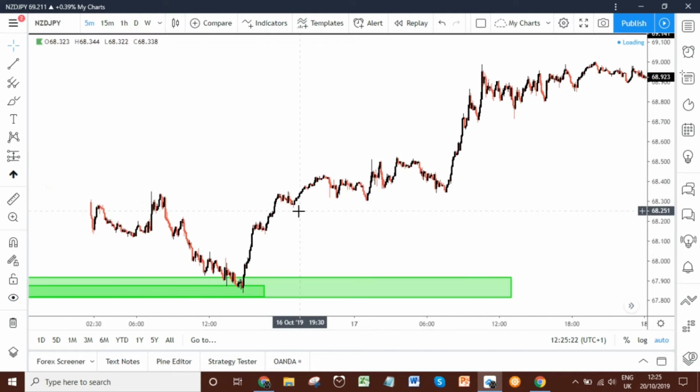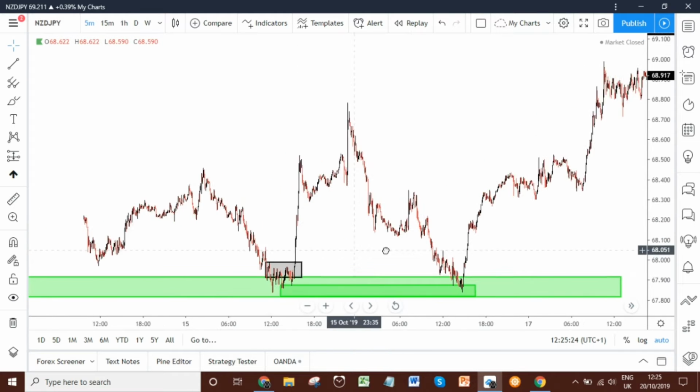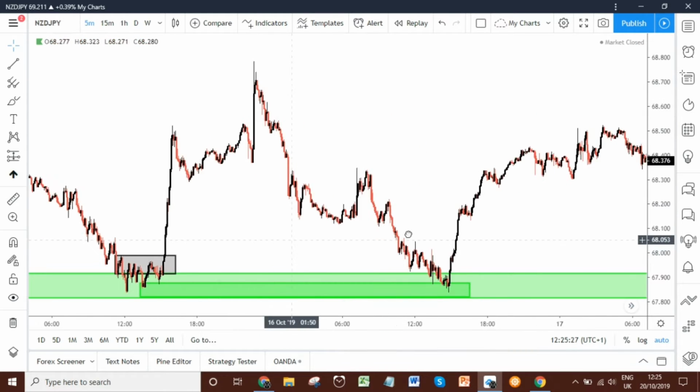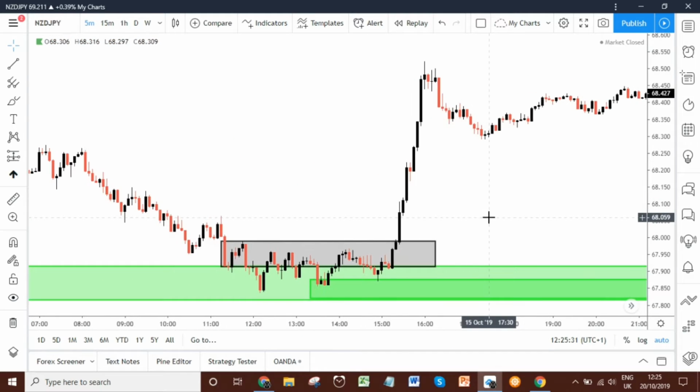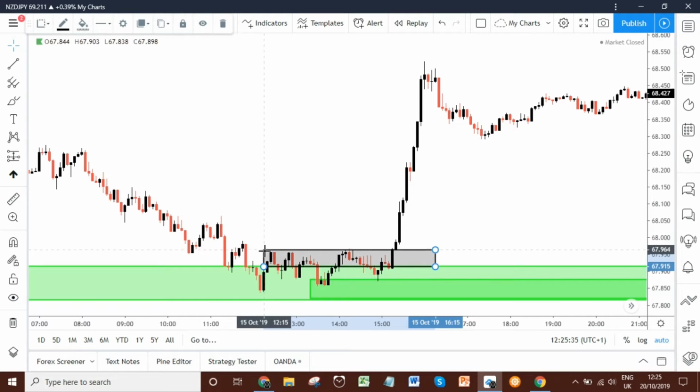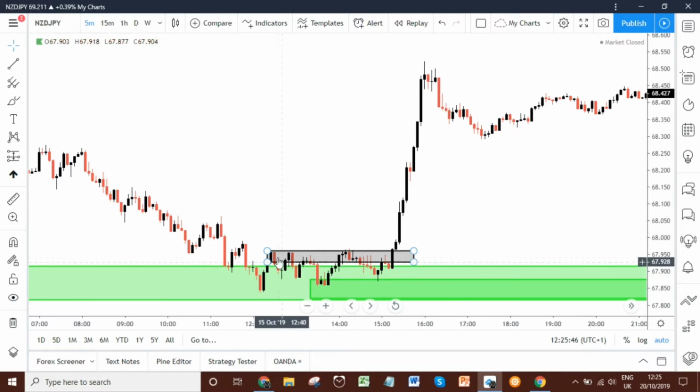Let's have a look, see here. And as you can see, we've got much better structure. So if we go, this is where it was, right here. And as you can see, we've got a mini engulfing candle here. The market's come back in, come back out.